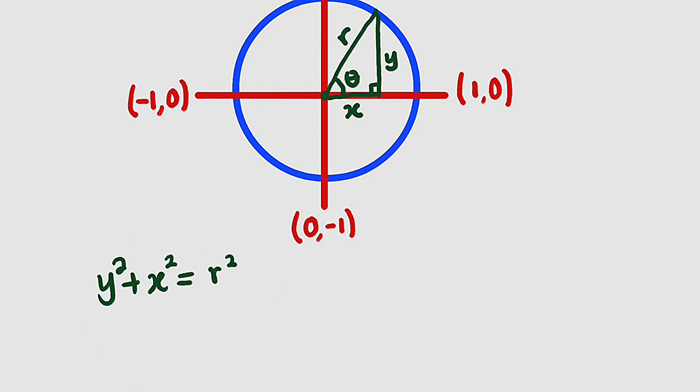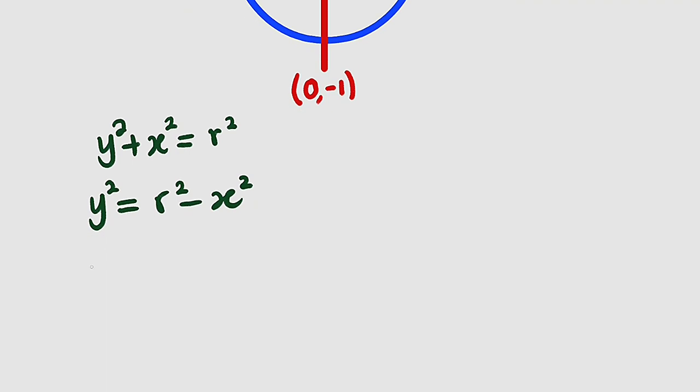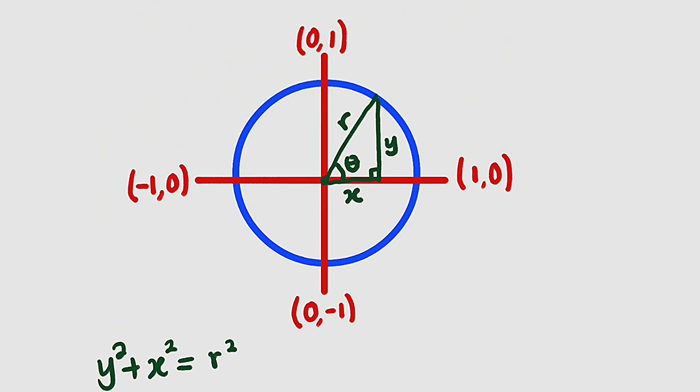Now we can write y in terms of x and r by making y the subject. Therefore, y squared is equal to r squared minus x squared if you take positive x squared to the other side. Now let us take the square root of both sides. The square root of the left hand side will eliminate the power of 2. We have y equal to the square root of r squared minus x squared. We don't have to attach plus or minus because we are in the first quadrant. And in the first quadrant, both x and y are positive, right?